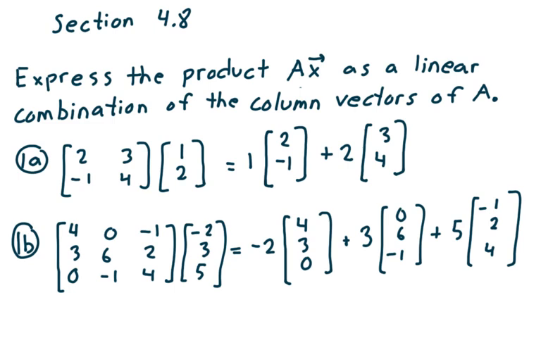And notice, again, the column vector (4, 3, 0) corresponds to the first column of matrix A. The column vector (0, 6, -1) corresponds to the second column of matrix A. And the column vector (-1, 2, 4) corresponds to the third column of matrix A.